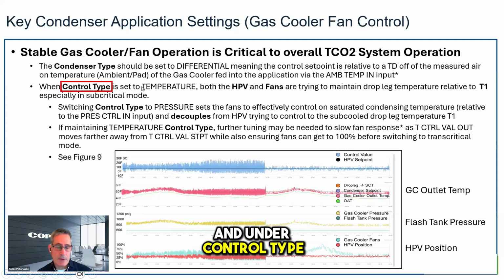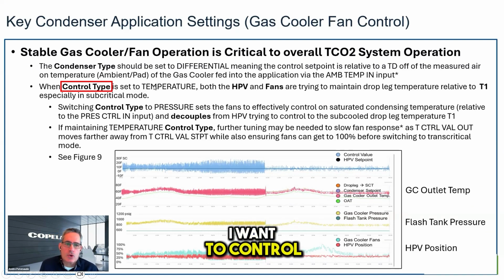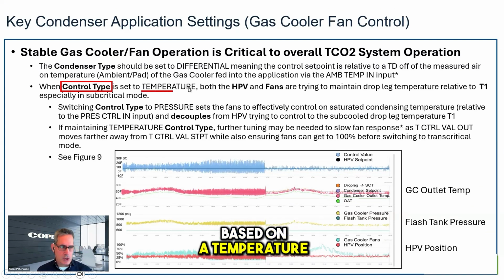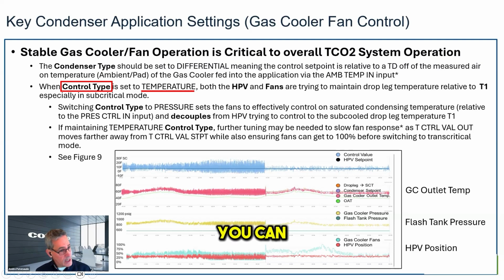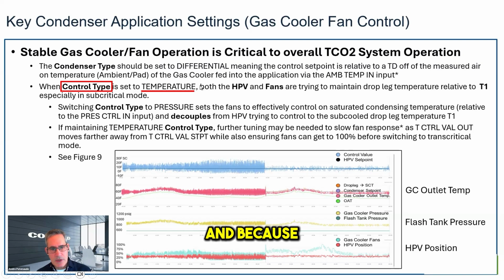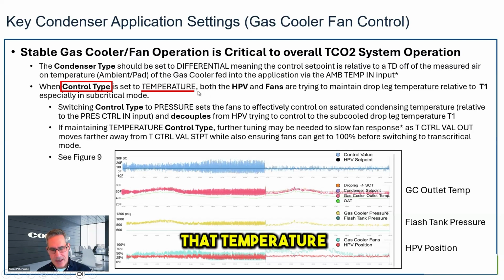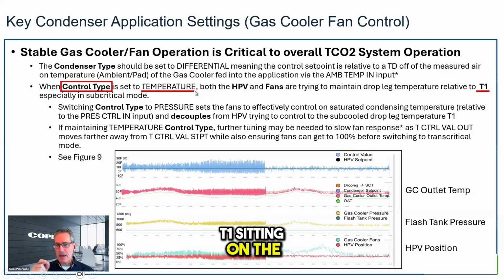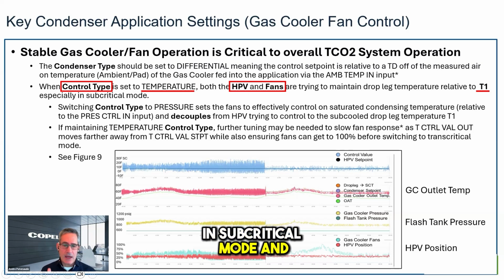And under control type, you would say, okay, I want to control based on a temperature, not a pressure. You can control based on a gas cooler out pressure. But because I mentioned that temperature T1 sitting on the outlet of the gas cooler has an impact on the high pressure valve position in subcritical mode and in transcritical mode, and also on the fans trying to maintain that preset TD of 10 degrees.